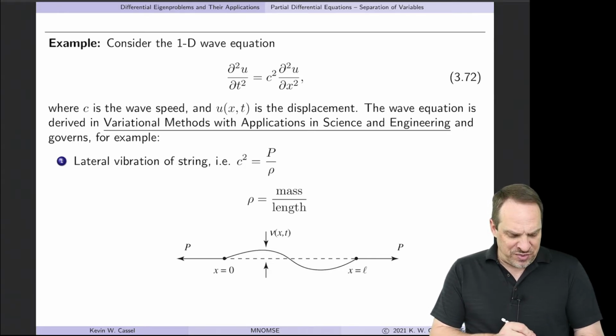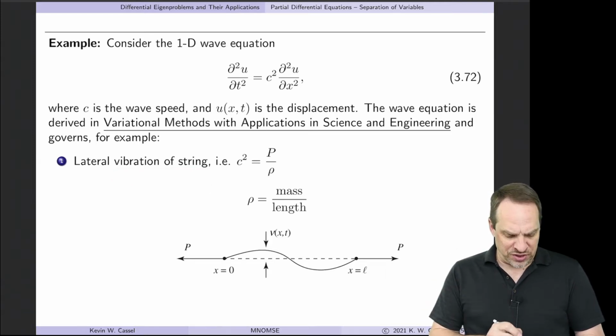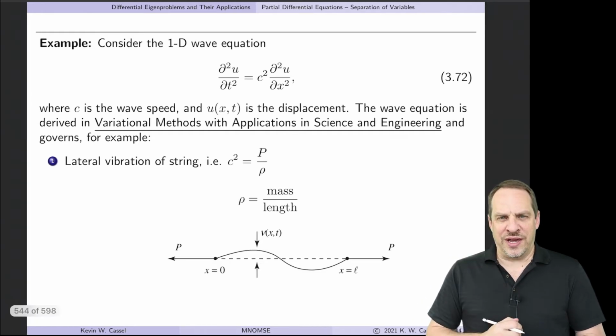In the case of a vibrating string, so think of a stringed instrument such as a guitar where you pluck the string, the c squared is equal to capital P over rho. Capital P is the tension on the string, and then the rho is the mass per unit length of the string. It's like the density of the string. So that's the image that we'll have in our mind.